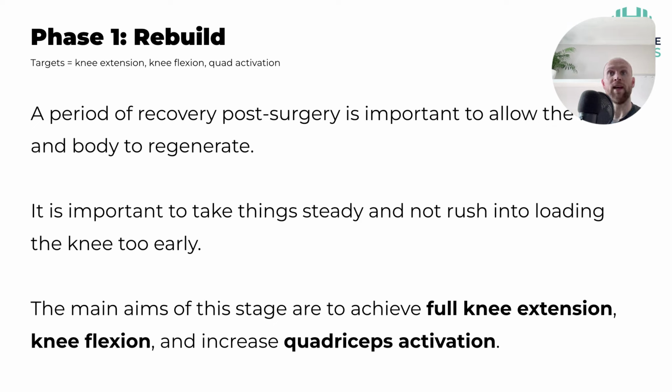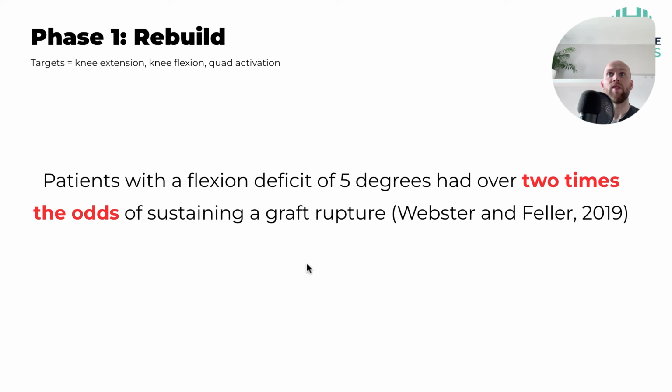Knee flexion, similarly, what we can do here is, muscles around the knee obviously are going to be having reduced neural activation. So again, trying to achieve this via electrical stimulation can be a very helpful thing. Now, a few factors in this stage to consider. The first is that patients who had a flexion deficit of 5 degrees had double the odds of sustaining a graft rupture. So even 5 degrees, which doesn't seem like a lot, can be a significant contributing factor to the risk of graft rupture.